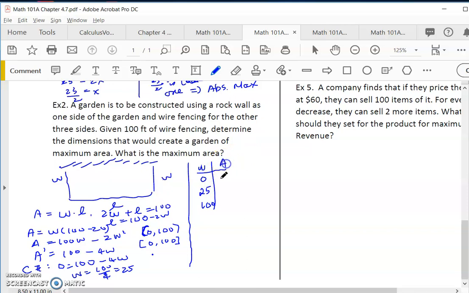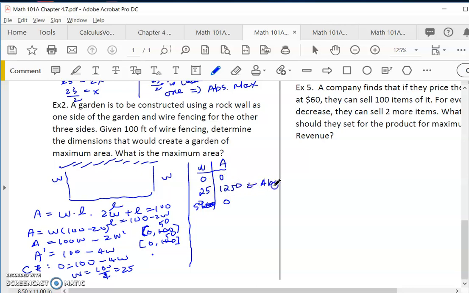So at 0, A is 0, right? At the other endpoint, well, actually, I cannot do 100, it would be negative. So actually it is 50, right? Because if I have 2W, well, yeah, I should just say it's 50. But it would make it 0, right? If it's 50, then 100 minus 100 is 0. And then if it is 25, that would be 25 times 2 times 25, 50. So 1250. This is the absolute max.